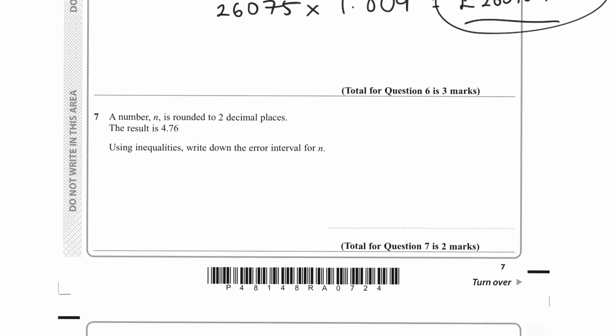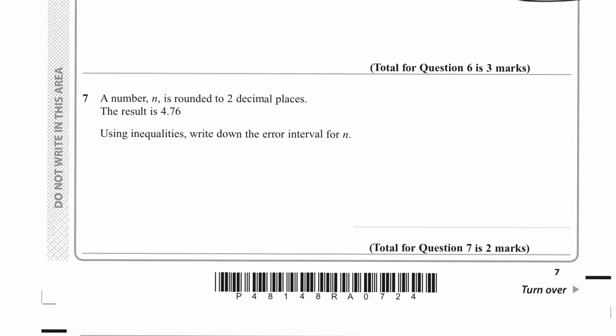Okay, so if we have a look at number 7, it says a number n is rounded to 2 decimal places, which is 4.76. It wants us to write its inequality for its error interval. What it basically means is that because it's been rounded to 4.76, that's not its exact number.